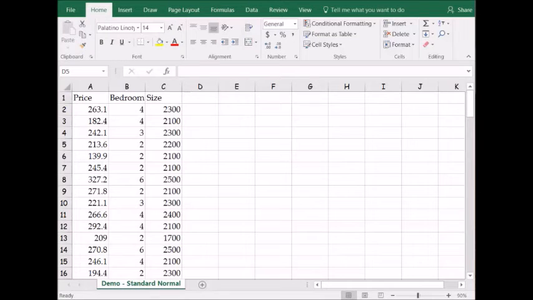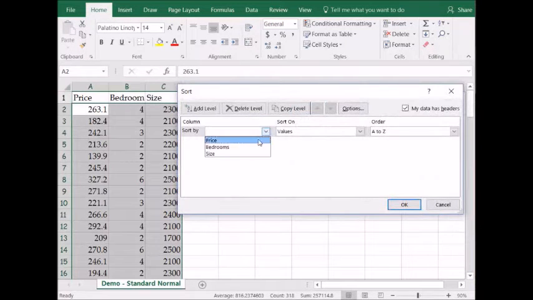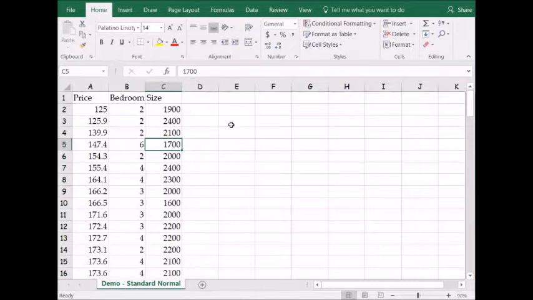This data set represents the entire set of 105 homes sold in a certain town last year. Therefore, we can call this a population. The sale price of a home is a continuous variable. I'm going to sort the data by price, lowest to highest. Next, I'll calculate the average and the standard deviation.